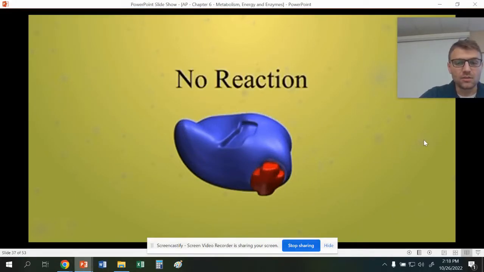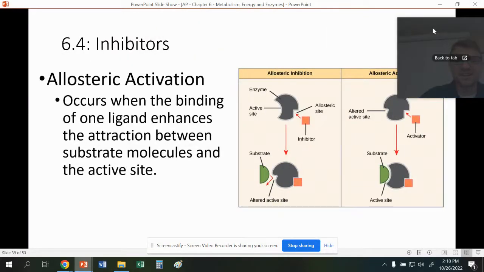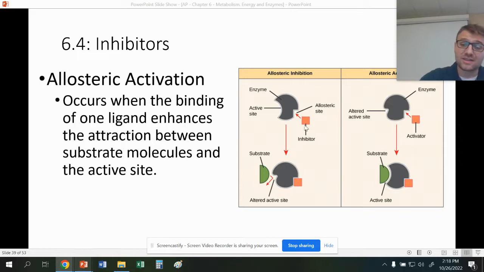Now, one more thing I like to add in here is, good memes here, there is an allosteric activator. So when this happens, it's kind of the complete opposite, where this enzyme won't function unless there's an activator that changes the shape. So instead of inhibiting the enzyme, this can actually activate the enzyme. And this is kind of what we talked about with kinases. The kinases will activate certain proteins by giving them a phosphate group.